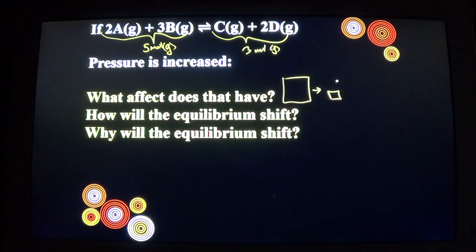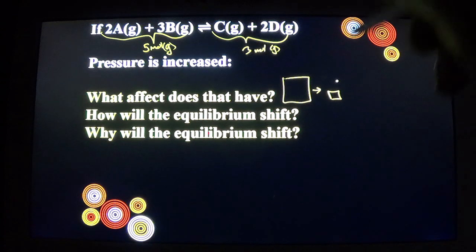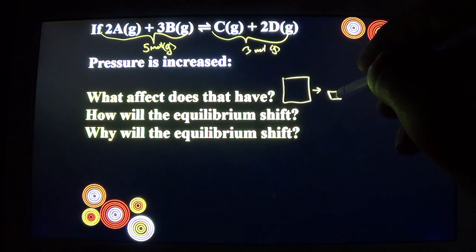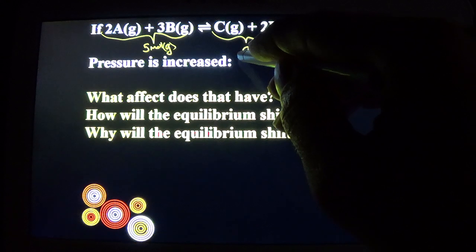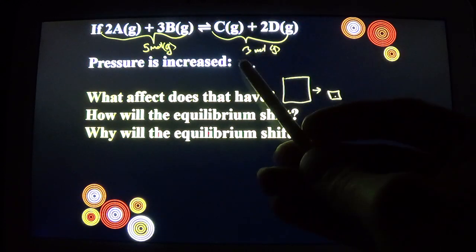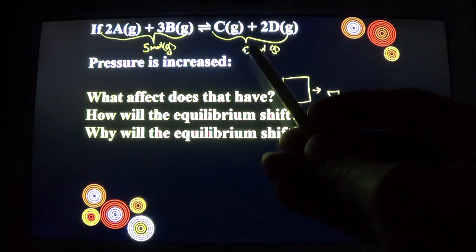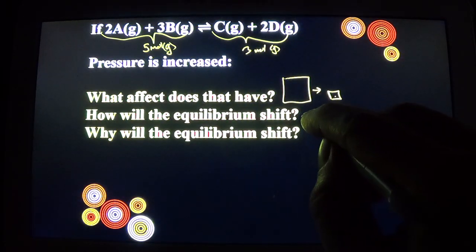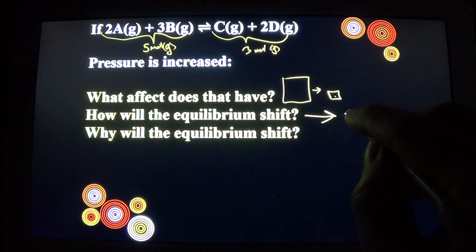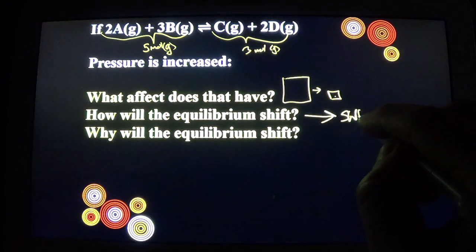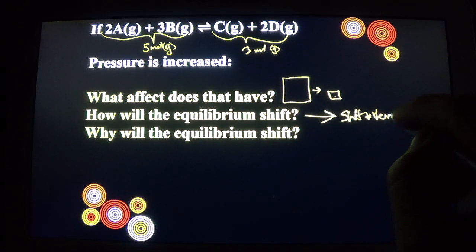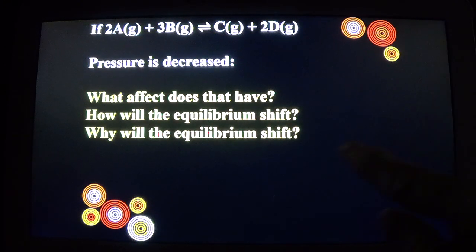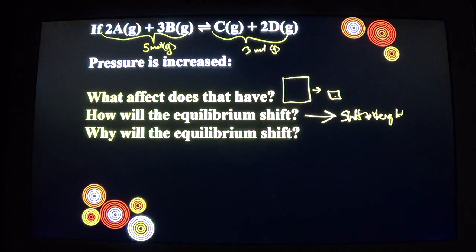So increased pressure is going to favor smaller amount of moles because smaller amount of moles fits into a smaller space. Smaller amount of moles in this reaction is the left side. Wow, I said that backwards. Right side, because 3 is less than 5. So equilibrium will shift. We could draw an arrow. We could say shift to the right. We could say favor products. We could say use up more reactants to make more products. We could say all those kind of words.